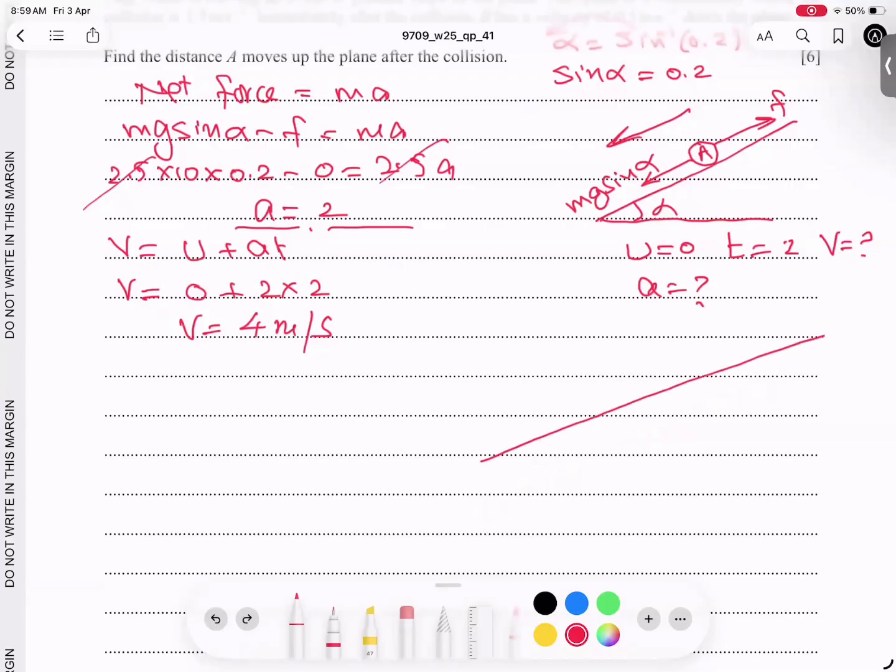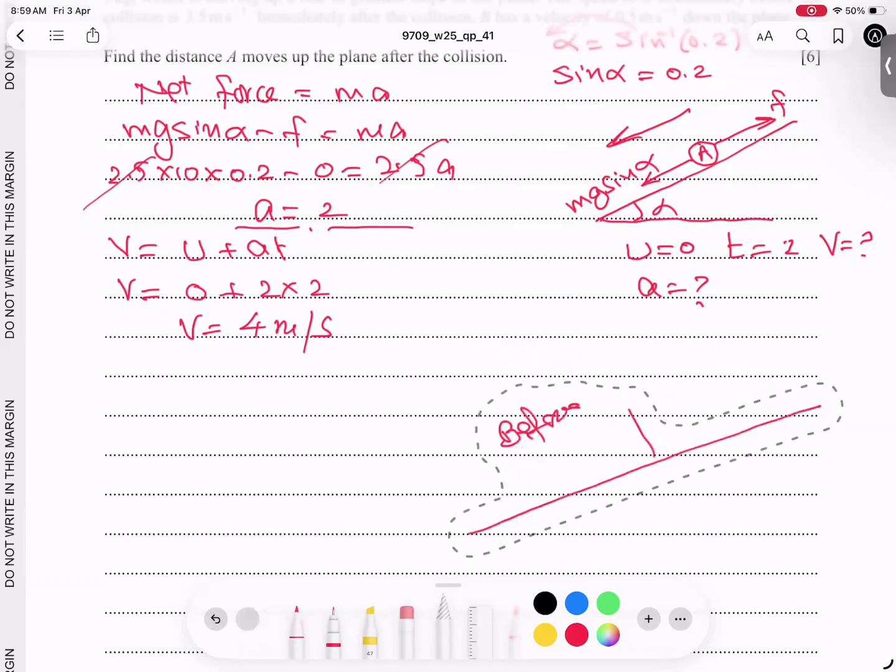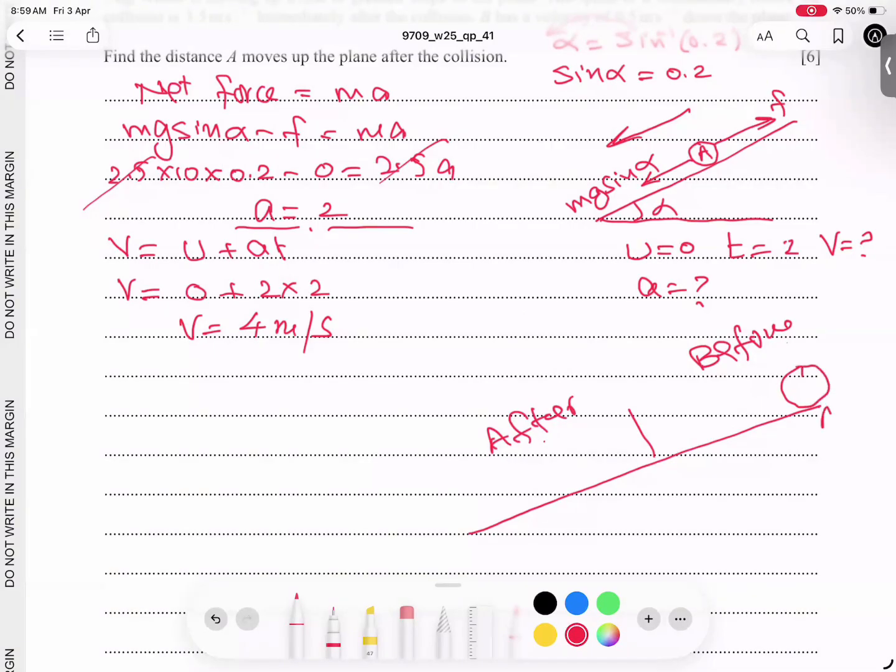I make it, this is before collision, and this is after collision. This is before and this is after. Okay, or I can write it here: before, here: after. So before, what situation? This is particle A, its mass is 2.5.